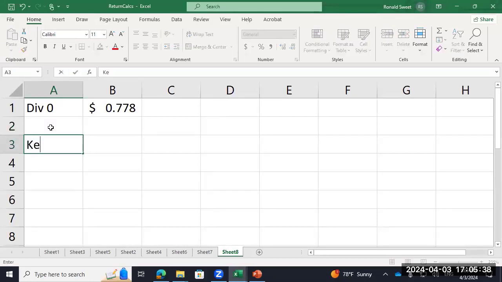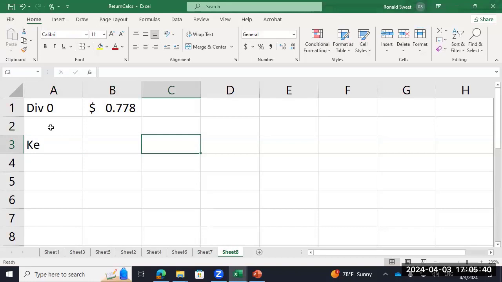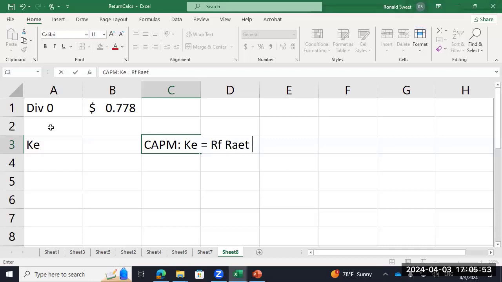What's my discount rate? Anybody remember the discount rate for a stock? Most famous formula in finance: CAPM. What does CAPM say? Risk-free rate plus beta. Now in most of your classes, it says times the required return on stocks minus the risk-free rate. That's textbook. You won't do that in real life. That's what they do: required return on stocks minus the risk-free.